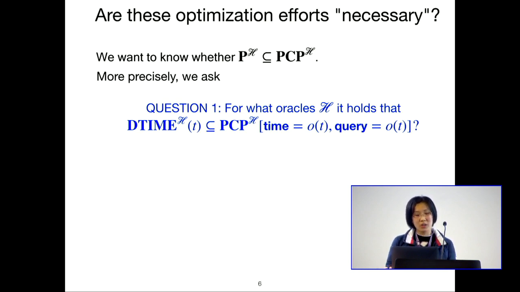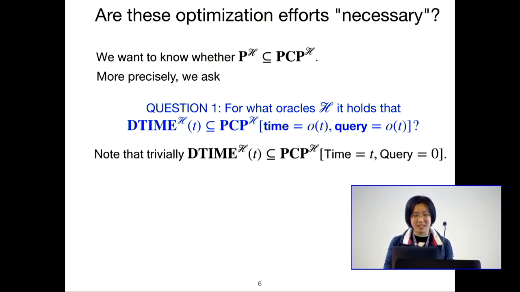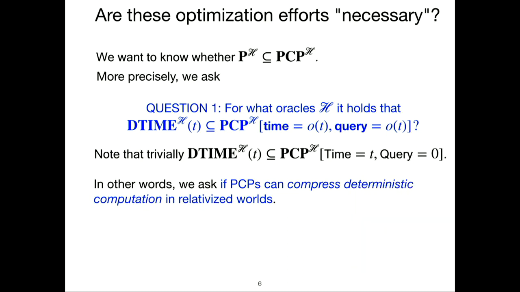Does it hold that all the deterministic T-time oracle languages can be verified by a relativized PCP in time little o of T? So to parse that question a little bit, it's asking if PCPs can compress deterministic computation in relativized worlds. From here, there's also a natural question to ask: when we are trying to improve the efficiency of PCP proof systems for non-deterministic languages that involve primitives, whether it's necessary for us to optimize the circuit size of these primitives.